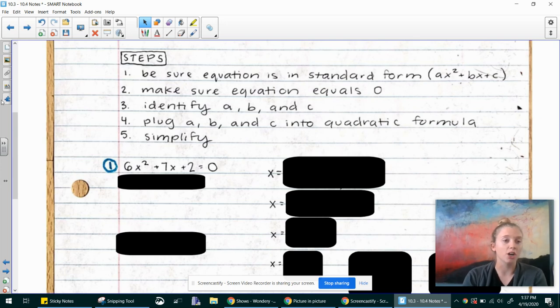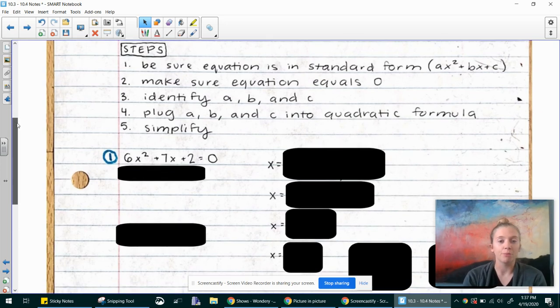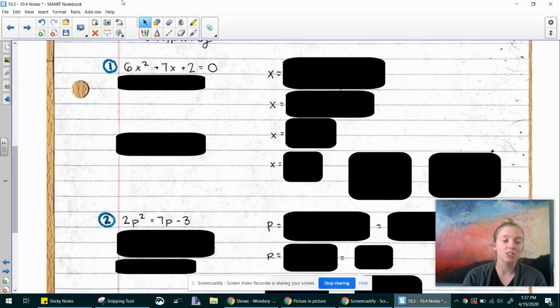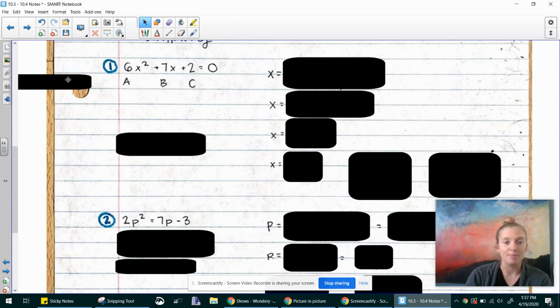So here's our trinomial that we want to factor. 6x squared plus 7x plus 2 equals 0. Well, the first thing that we are going to do is identify a, b, and c. So a is our first coefficient, b is our second coefficient, and c is our third coefficient. 6, 7, 2.